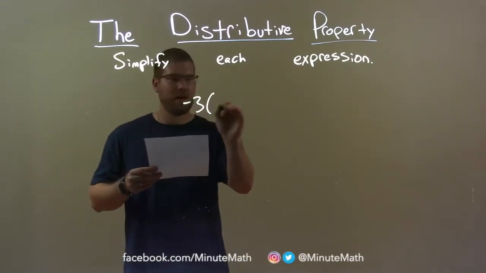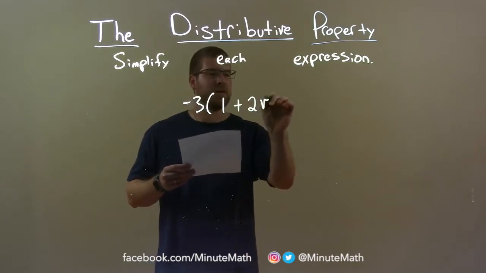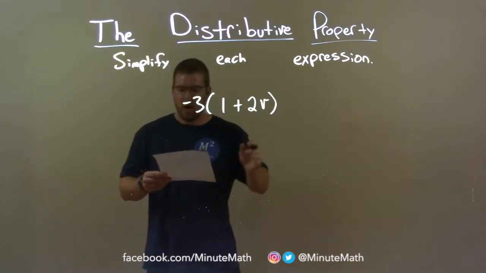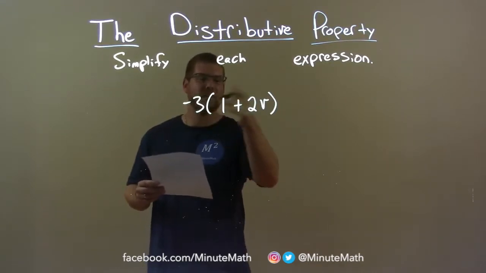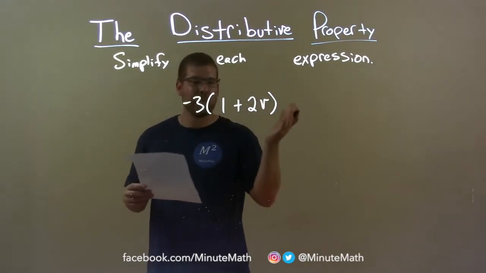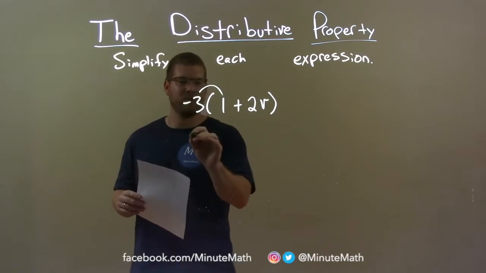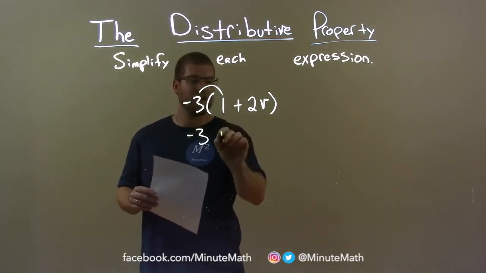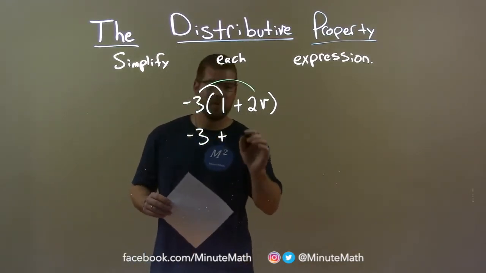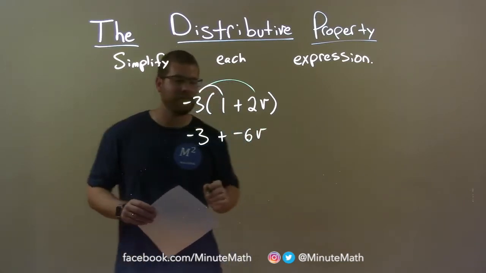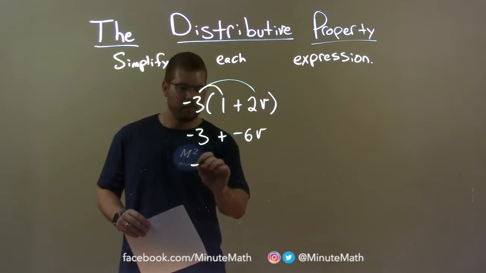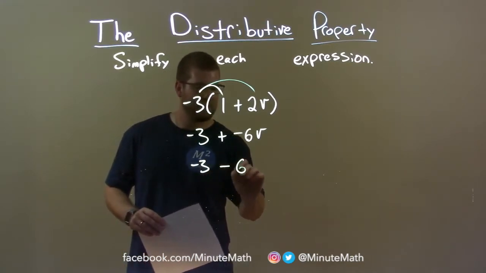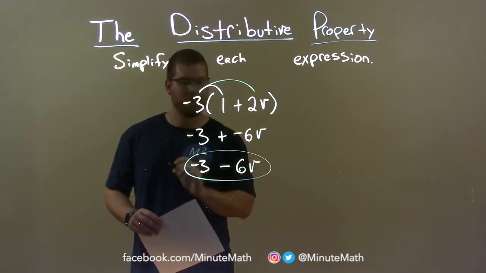Negative 3 times 1 plus 2v. All right. First thing I want to do here is distribute this negative 3 across. I can't simplify within the parentheses, so negative 3 times 1 is a negative 3, plus negative 3 times 2v is a negative 6v. Okay? Now, we know adding a negative is the same thing as subtraction, so let's write that out. Negative 3 minus 6v, and now we're done. That is my final answer.